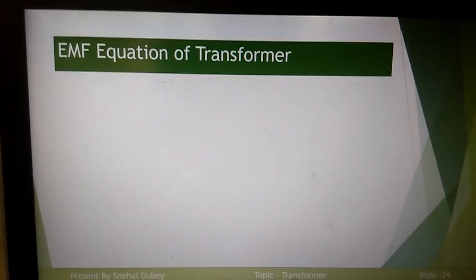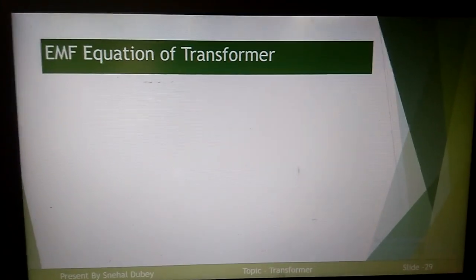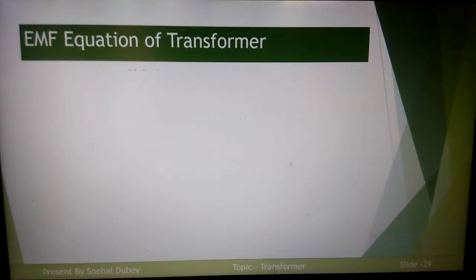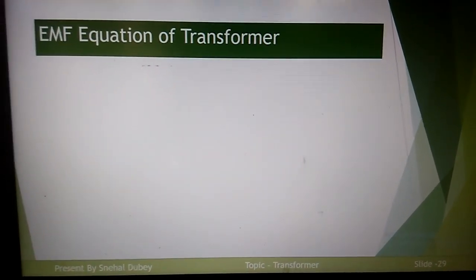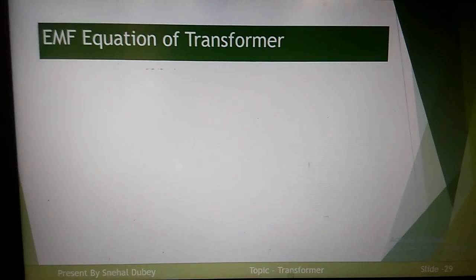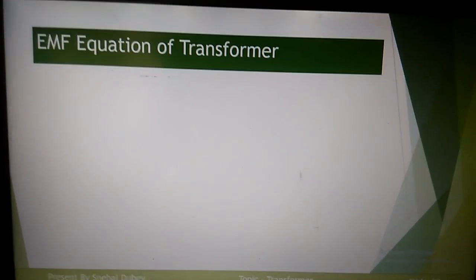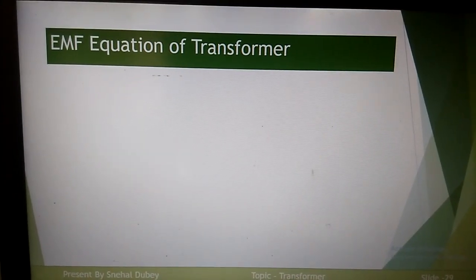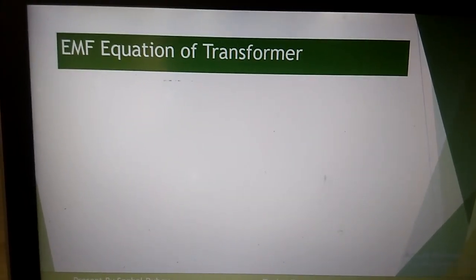So here is the EMF equation of transformer. In my previous video I also covered this topic, but the last two lines of the derivation of the EMF equation of transformer were not written there. So therefore I am again covering this topic in this particular video as well.